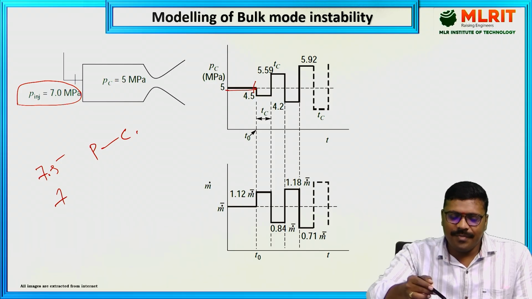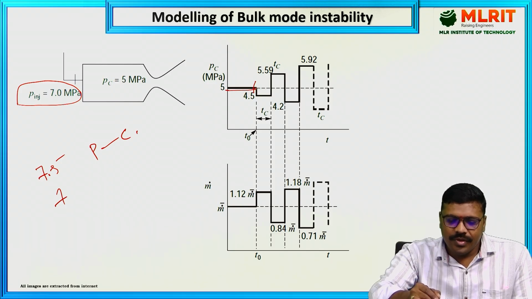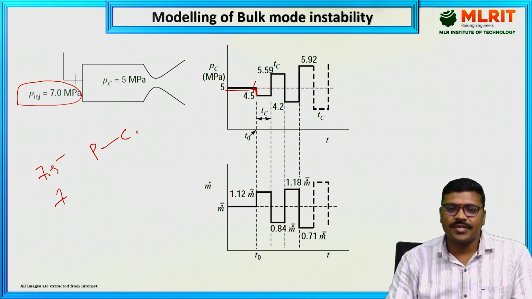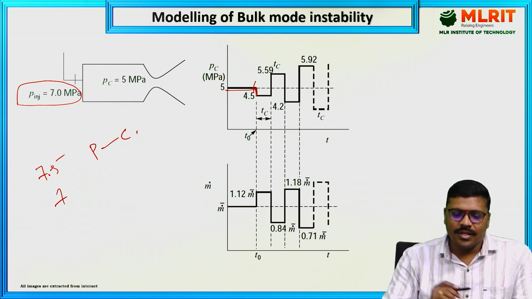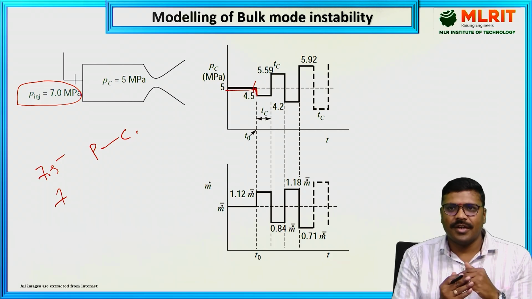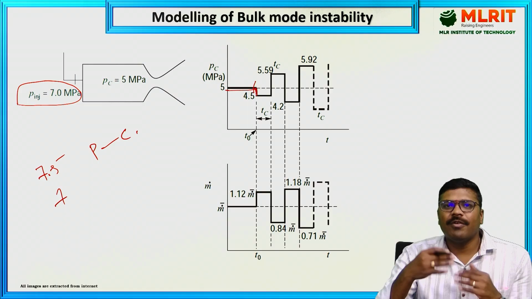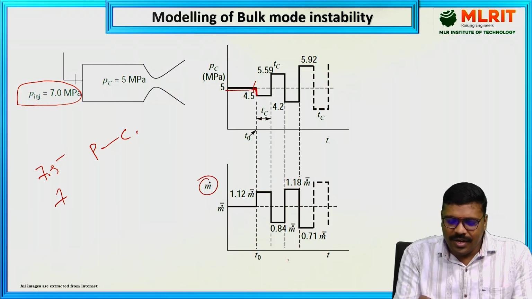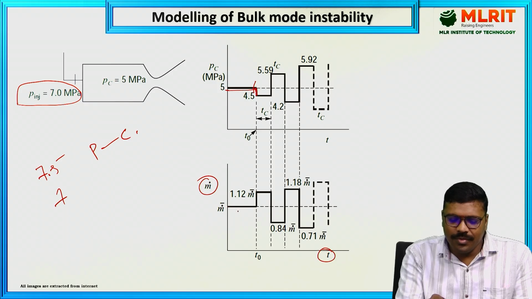What happens? The pressure is decreased to 4.5, right? So when the pressure is decreased, I have to maintain 5 megapascal. So what do I do? I will provide more propellant. Here you can see the mass flow rate of the propellant with respect to time. Exactly here the combustion instability happened and the pressure drops to 4.5.